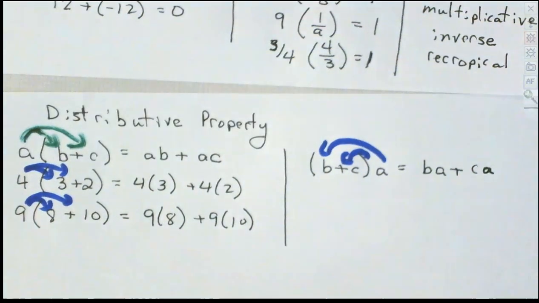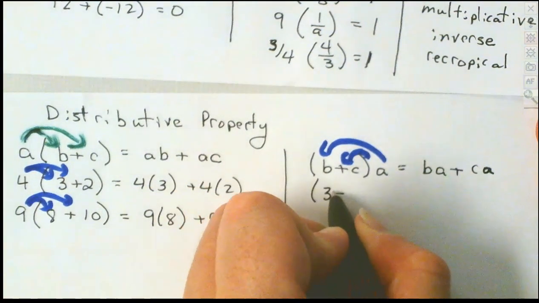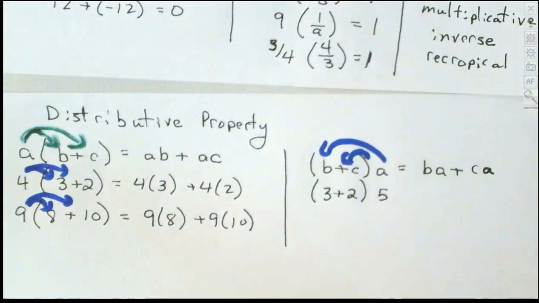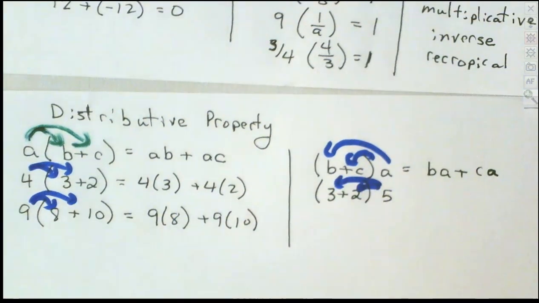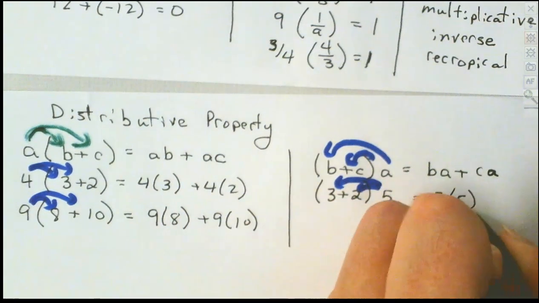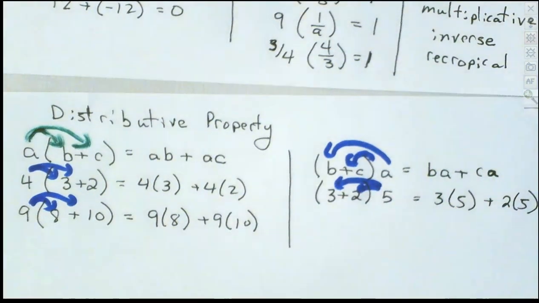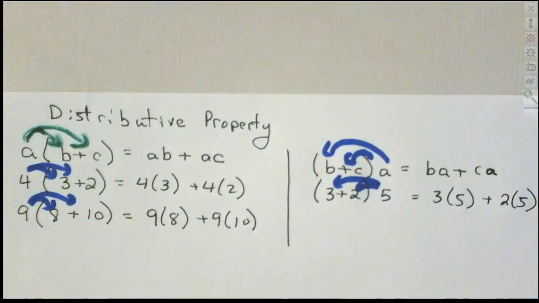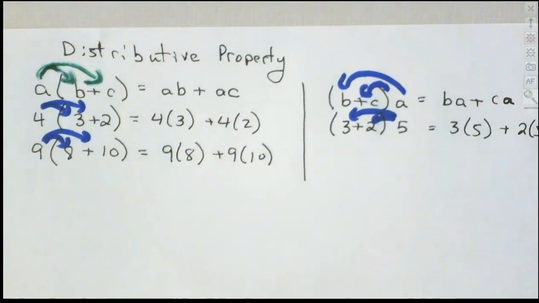We don't use it very often, but here's an example with numbers. 3 plus 2 with the 5 behind. You can distribute that through, and that would be 3 times 5 plus 2 times 5. So the distributive property, we have parentheses and we distribute through. We draw those arrows. So that's the way I remember it. We distribute something through, push it through.